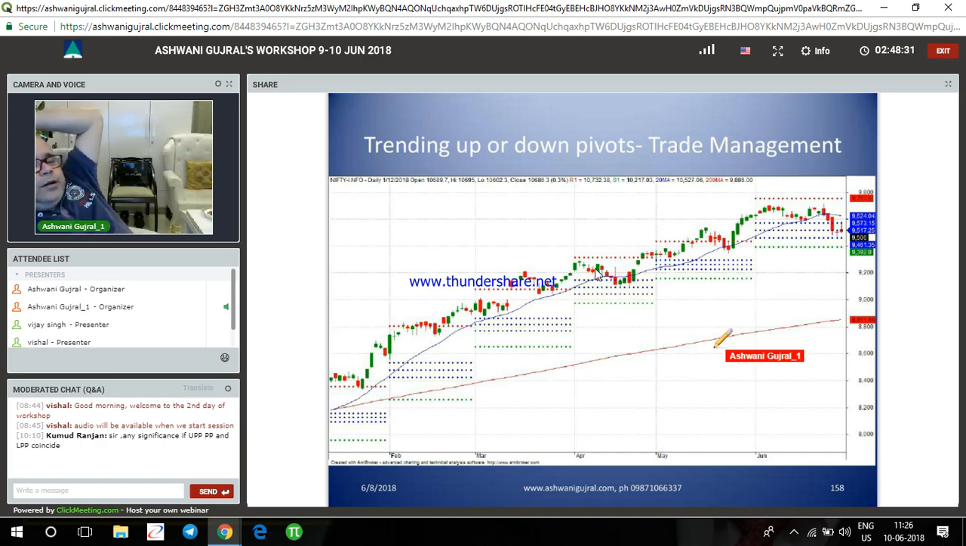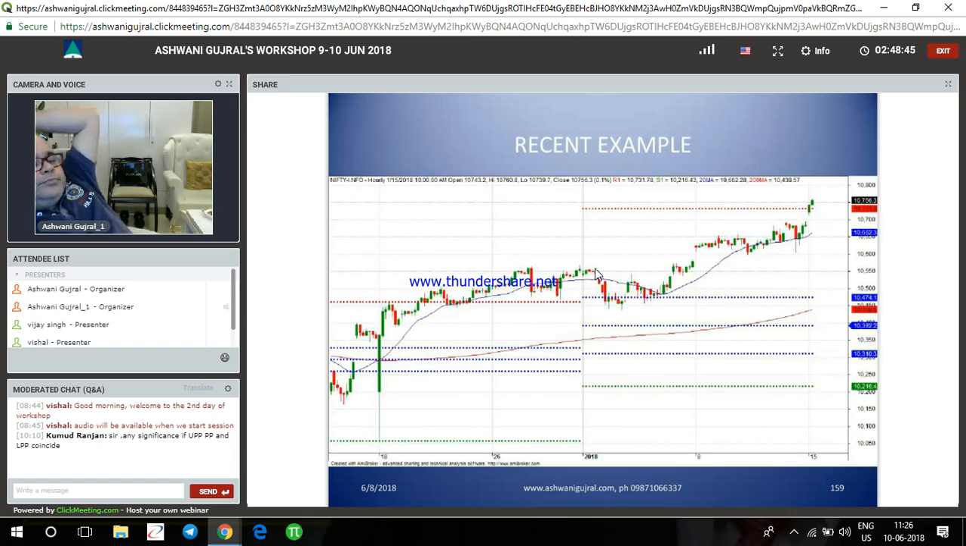Similar thing. Now you tell me, sir, what if the item is not trending? Then this is a trend following system, then it doesn't work. Find a trending item first. This is a recent example, which is 2018.